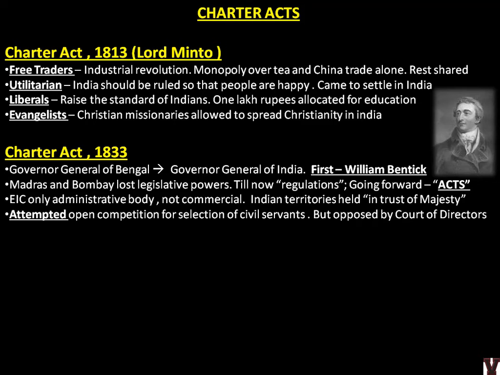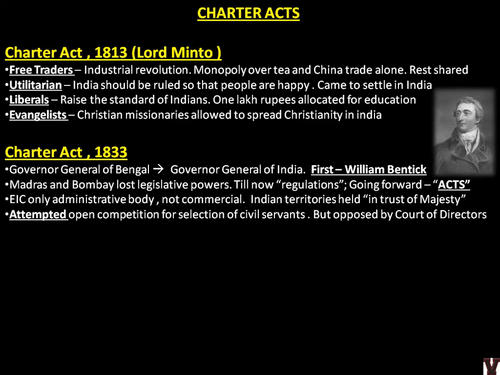But what happened in the late 18th century is that the Industrial Revolution began in England. So obviously a lot of new traders and artisans will rise up. They'll ask, why is only a particular company given rights? We also want to go and trade over there. So break that monopoly. That is when they were given the rights, and the monopoly over only tea and China trade was left.